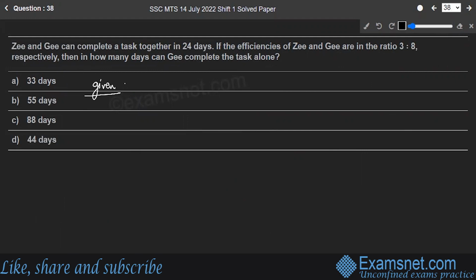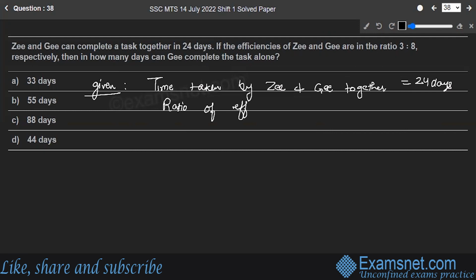You are given the time taken by Z and G together. That is 24 days, right? Also, the ratio of efficiencies of Z and G is 3:8, right? Now let's move with the solution.